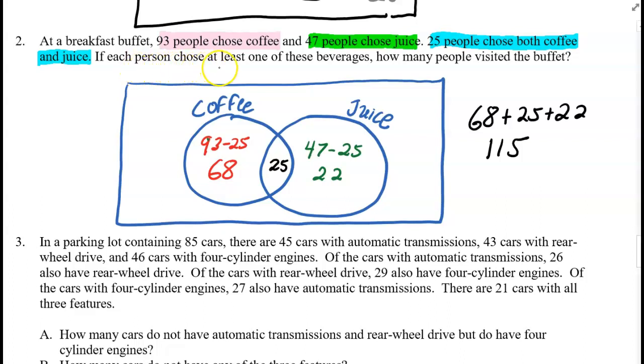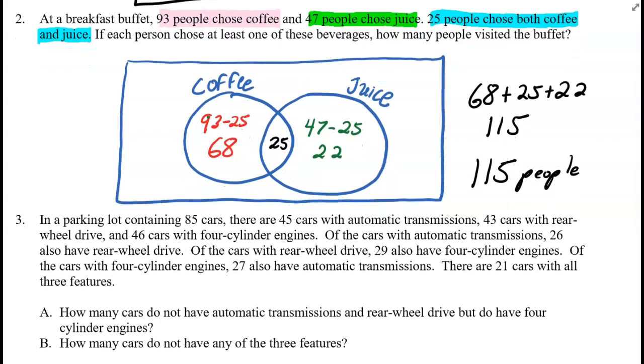So if each person chooses at least one of the beverages, how many people visited the buffet? So if they chose at least one of the two beverages, what that is saying is you're simply adding up the 68, 25, and 22. So the answer here is 115 people. The number on the outside represents the people that maybe didn't visit the buffet, and we don't have enough information to figure that out. Go ahead and take a look at problem number 3.